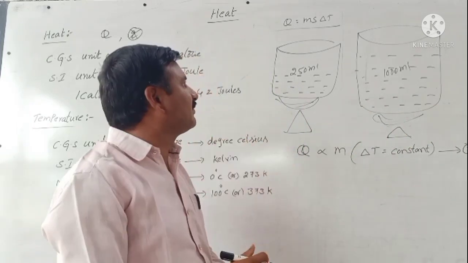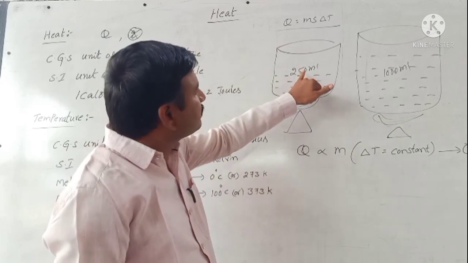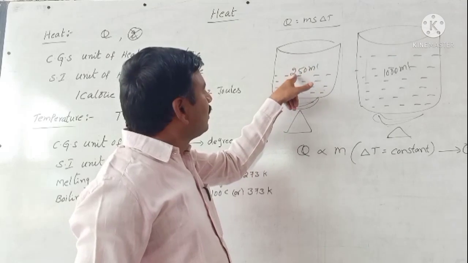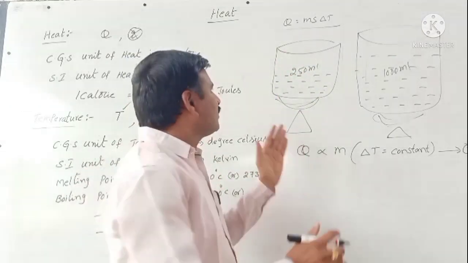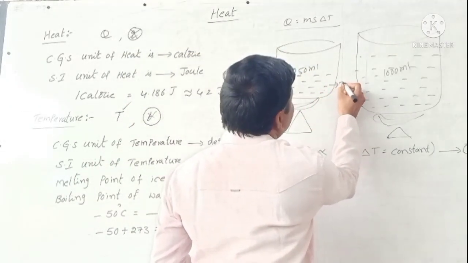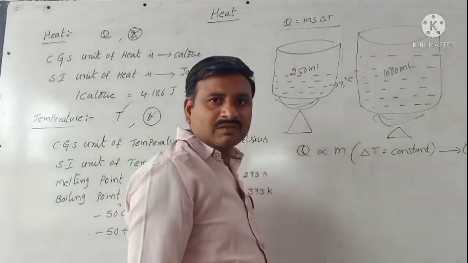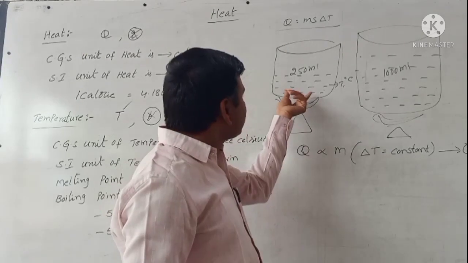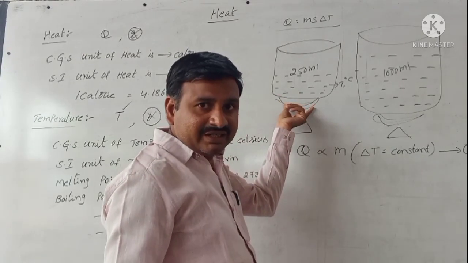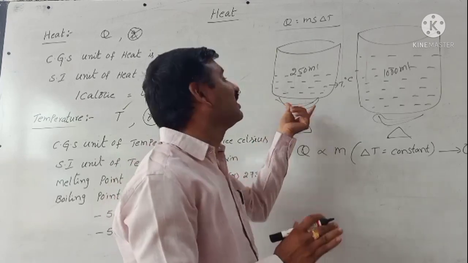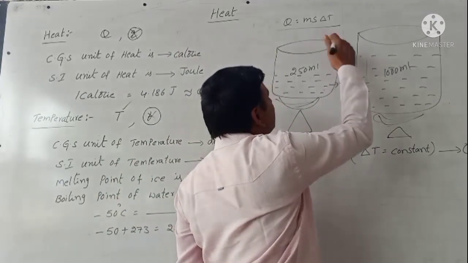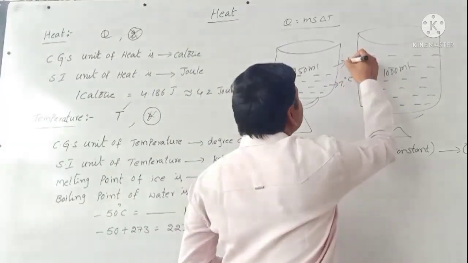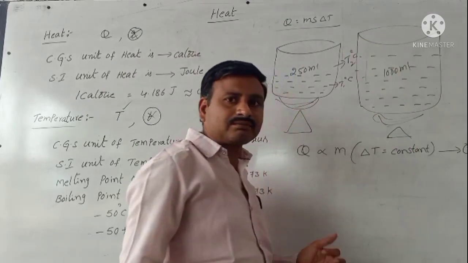After that, the second equation. What is the second equation? For example, take any one beaker. I take only the first beaker, with 250 ml of water. Its initial temperature is T1 degrees Celsius. Put it on the burner and heat continuously. After 2 minutes, stop the heating. Its temperature is now T2 degrees Celsius.